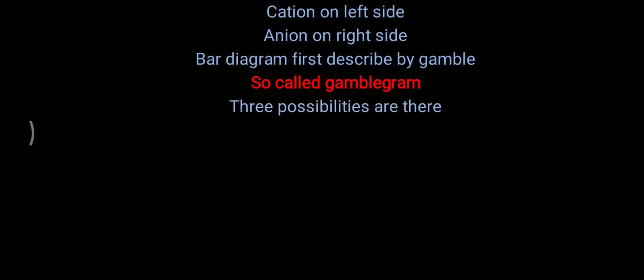Again I will show that bar diagram. There are three possibilities in relation to anion gap that we have already discussed. That is the normal pattern of anion gap, that is normal anion gap, which is 10 to 14 millimole per liter. Then normal anion gap metabolic acidosis, NAGMA, generally correlated with metabolic acidosis. In the same way there is high anion gap metabolic acidosis. These three possibilities are represented as bar diagrams by Gamble, and all three diagrams are called a Gamblegram.